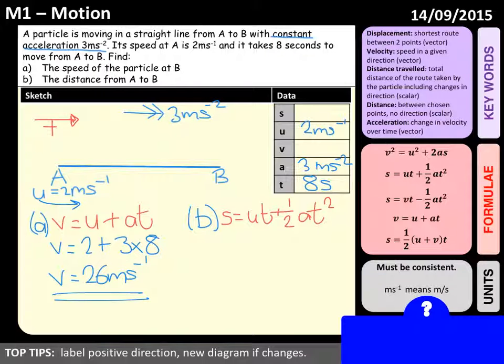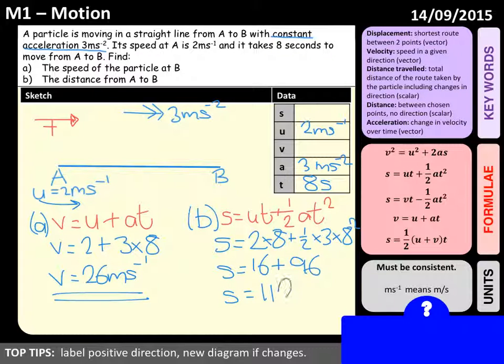I'm going to substitute in the values, 2 times 8 plus a half times 3 times 8 squared. So the displacement is going to be equal to 16 plus 32 lots of 64, which are 96. So I'm going to have my displacement equal to 112 meters.